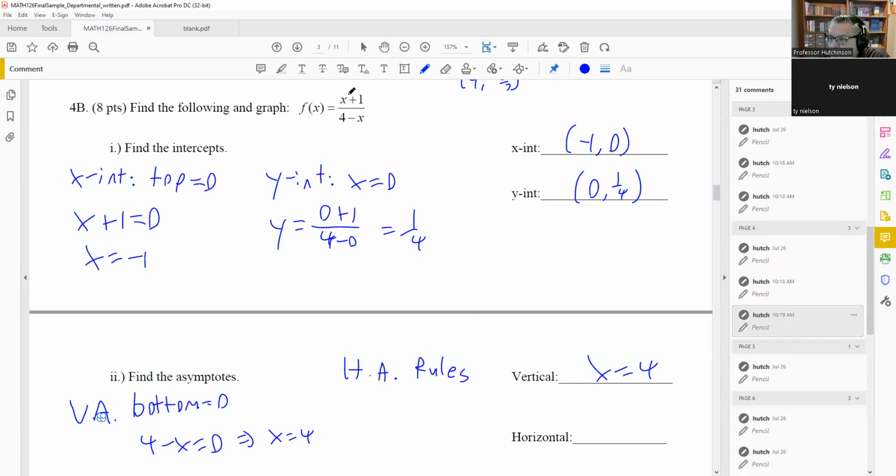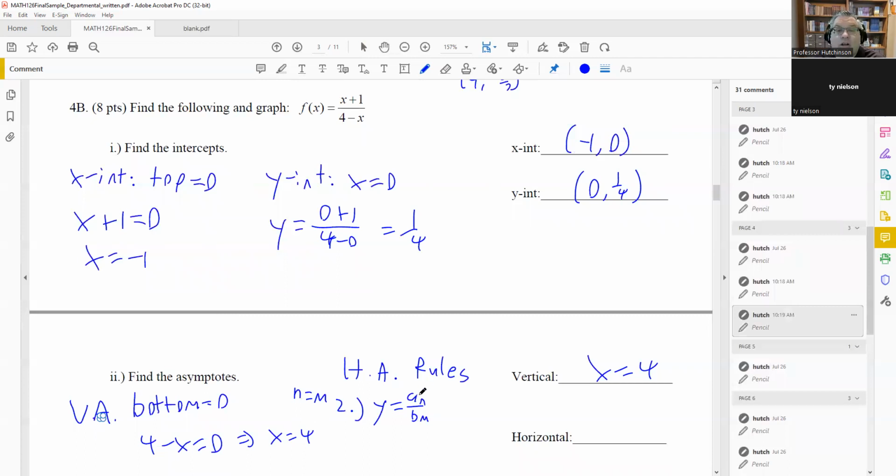For the HA, we have some rules. If we look at the original one, the highest power on top is 1, and the highest power on the bottom is also 1. So this is an example of rule number 2, where n equals m. When the highest power on top equals the highest power on the bottom, you divide a of n over b of m.